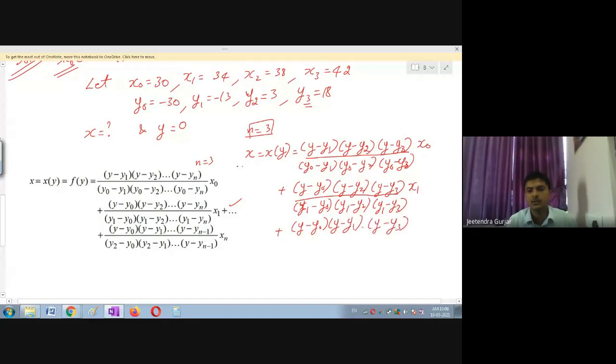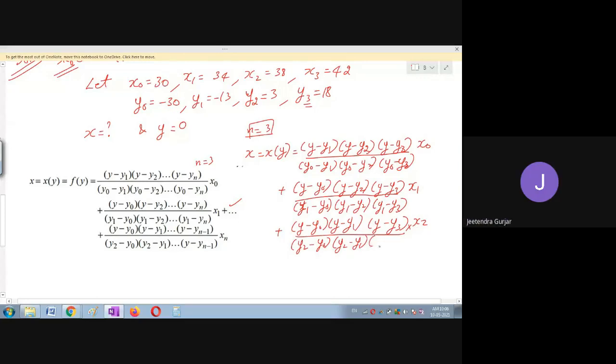Y2 will not come here because I'm going to take x2 outside. So just to remember the formula, I made this trick. If x2 is multiplied here, please remember you are going to take y2 minus y naught. Every time y2 will be there, y2 minus y1 will be there. Please remember y2 minus y2 will not come, otherwise it will become 0. So we'll go to the next term, that is y3.